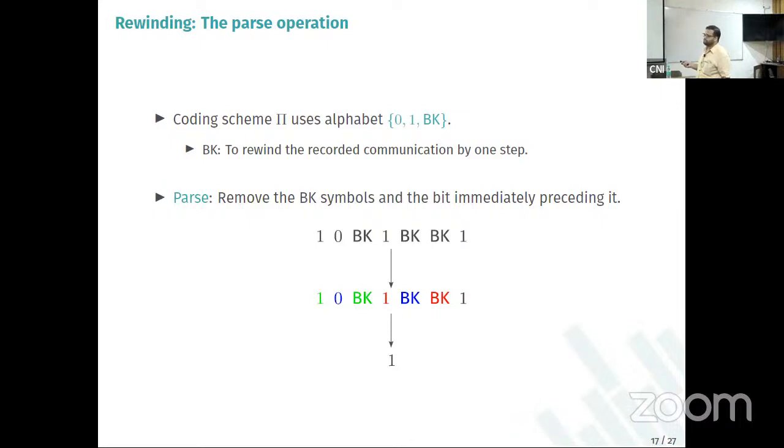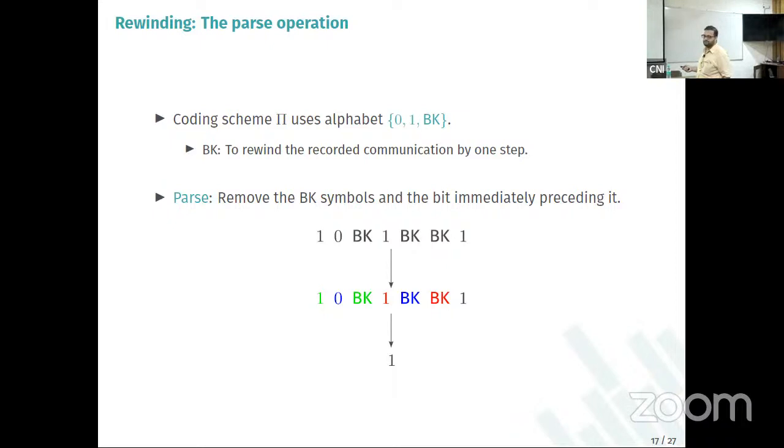How do you rewind a string? The rule is you start from the right-hand side, take out a back symbol, and take out the information bit immediately preceding it. So what will happen here? This one will take out this one, and this one will take out this one.